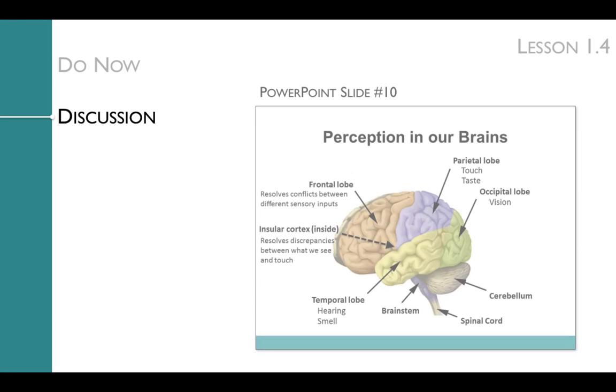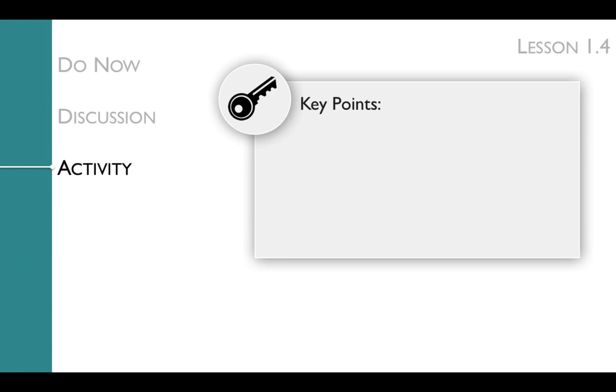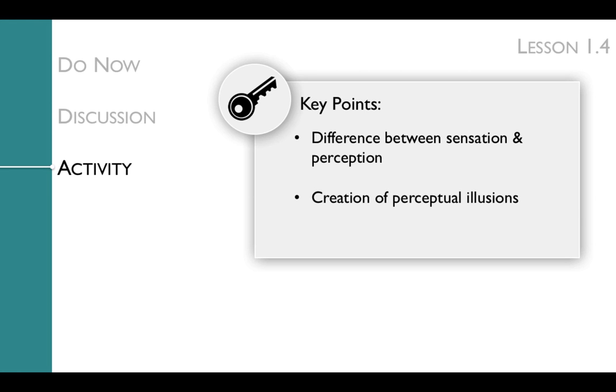You'll then point out the 2 brain areas involved in reconciling sensory information, the frontal lobe and insular cortex. We'll be testing these 2 areas as we complete the lesson's activity. The key points of the activity are to allow students to experience the difference between sensation and perception, as well as the creation of perceptual illusions, which happens because our brains are trying to resolve conflicting sensory inputs.